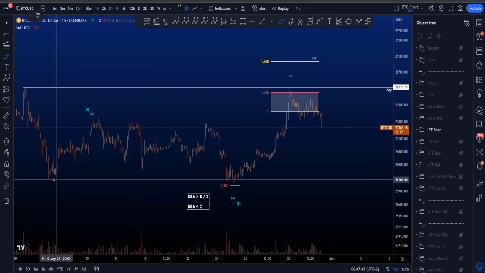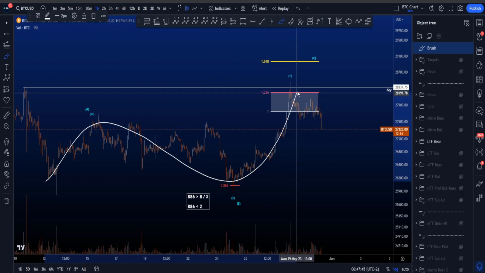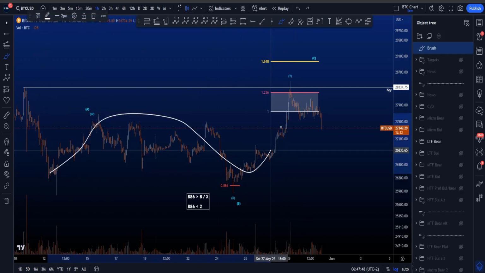The bearish scenario on the low time frame, the one we've been mainly keeping an eye on, of course, is that this is a three-wave structure.